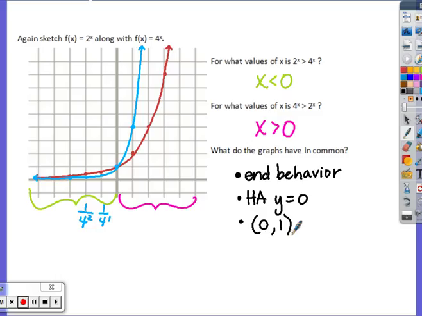Why is that? Because any number to the 0 is 1. Excellent. Anything else they have in common? Good. Their domain, they go on forever. Their domain is negative infinity to infinity. They go on forever. Both of them. Anything else?